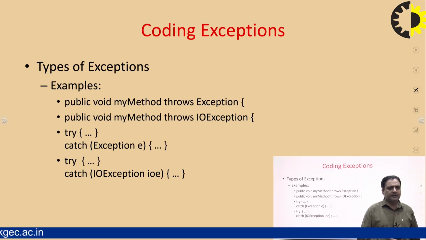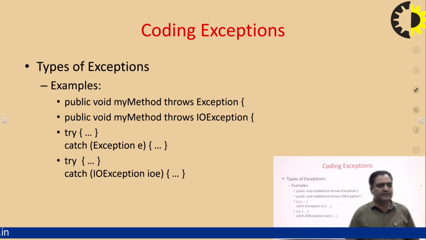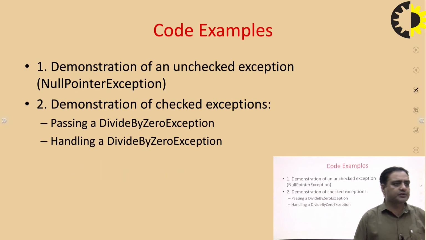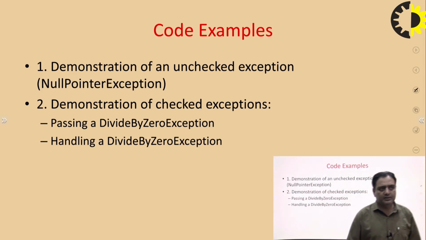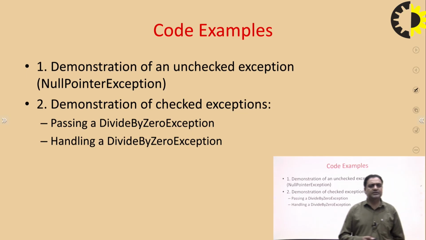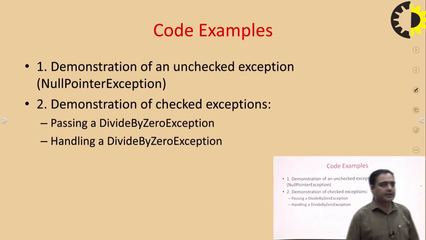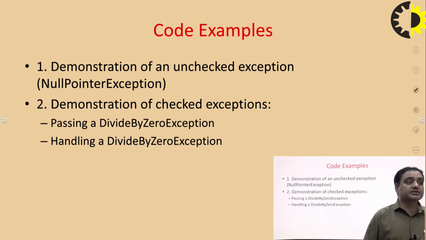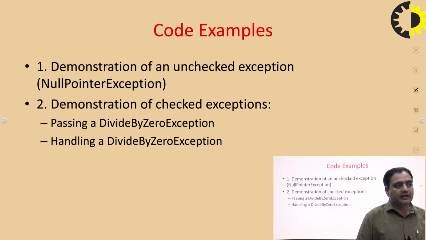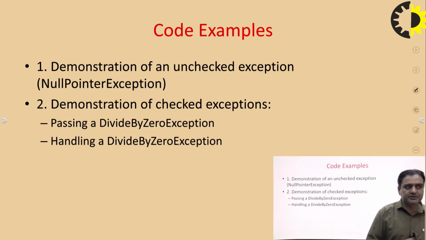Here we can discuss throw and throws. Code example: demonstrations of an unchecked exception. There are two types of exceptions. One is checked exception, another is unchecked exception. Demonstration of an unchecked exception is null pointer exception. Demonstration of a checked exception is passing a divide by zero exception and handling a divide by zero exception.